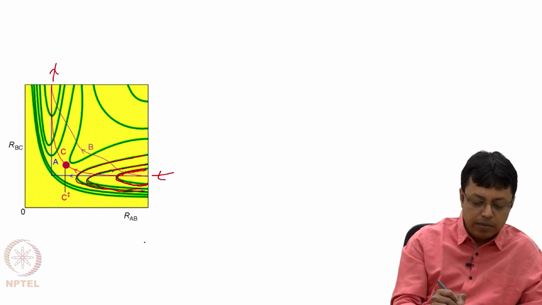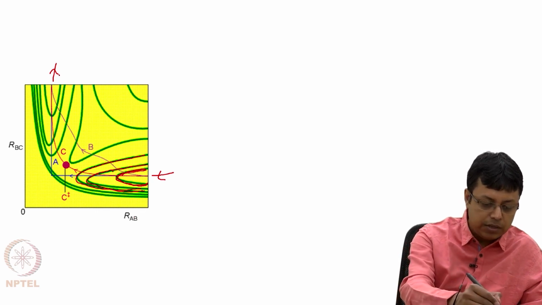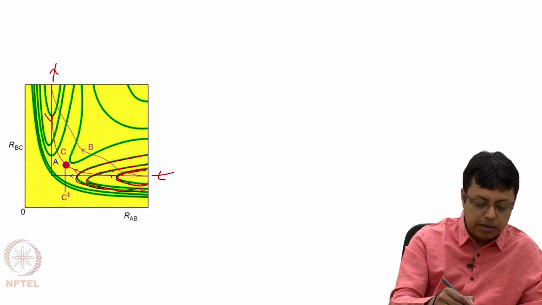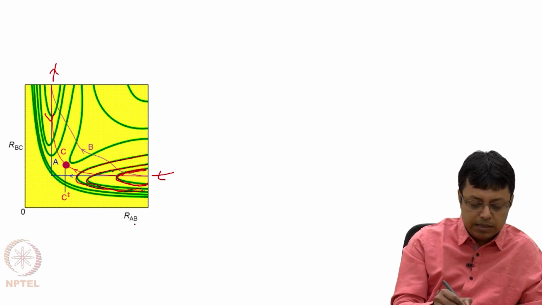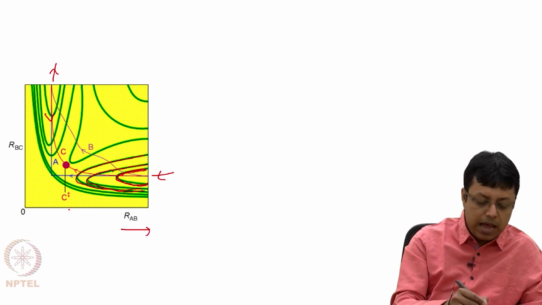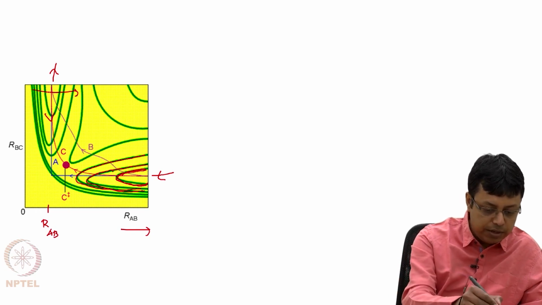So I started, in this case the way it is shown, from BC to AB. Now in our convention the reaction should be in the other direction, AB to BC, because if you remember, this is the RAB distance, and this is the equilibrium RAB distance, which corresponds to the vibration here.